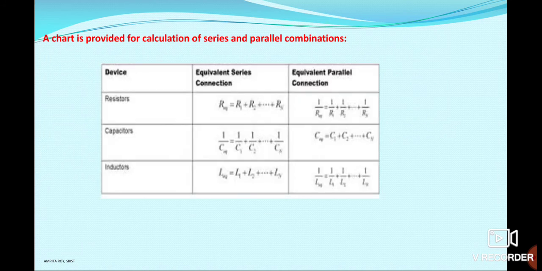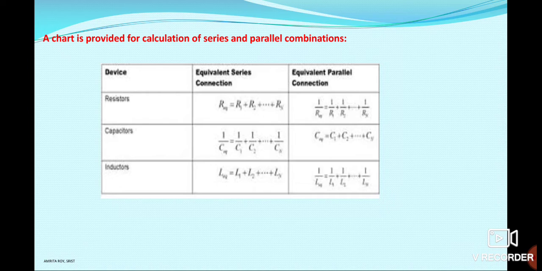Here I have provided a chart for the calculation of series and parallel combinations of R, L and C circuits. That is, for series resistors, R equivalent will be calculated as R1 plus R2 plus R3 and so on. And for an equivalent parallel connection, R equivalent will be calculated as 1 by R equivalent equals 1 by R1 plus 1 by R2 plus 1 by R3 and so on.